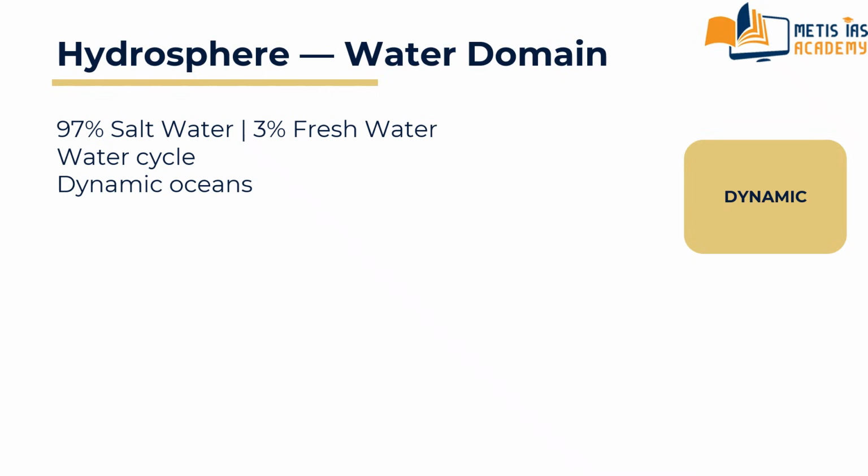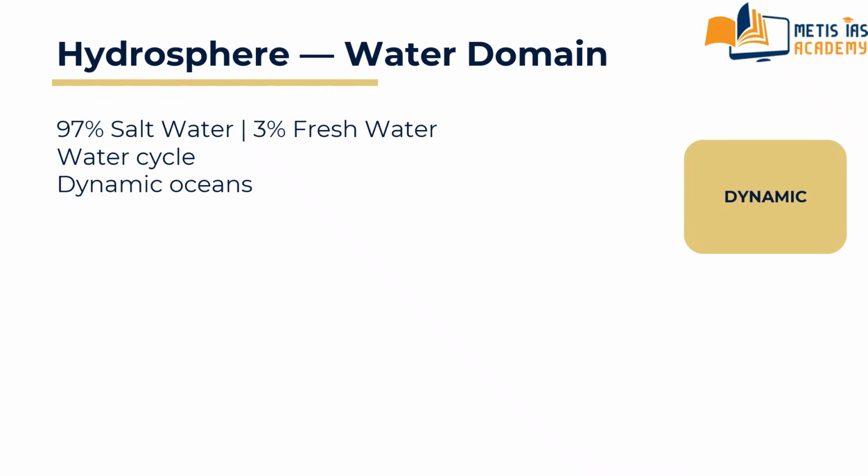But here is an important UPSC based fact, that nearly 97% of Earth's water is salt water in the oceans, and only about 3% is fresh water. And even within the freshwater, most is locked in glaciers and ice caps. So usable water is very limited.